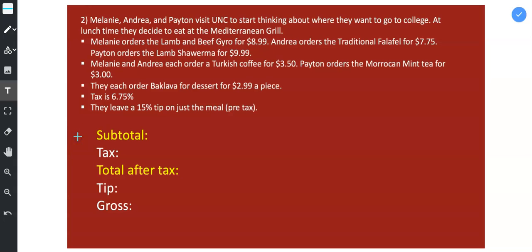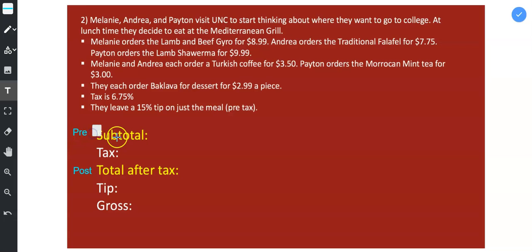I want you to pay special attention to how we calculate tip in this problem. The last time we worked on tip, we calculated the tip on the post-tax amount. Post means after tax is added. Today, we're working on calculating the tip off of the pre-tax amount, so before tax is added.